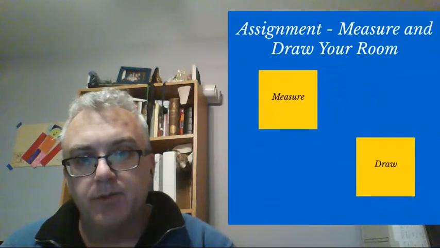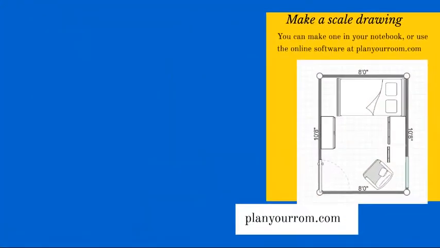And then once you've got all your measurements, I want you to draw a scale drawing. So there's a couple ways to do this. You can do a scale drawing in your notebook if you like, full scale drawing, and then turn that in. Or you can go online. There's a lot of places online you can go to do this. Here's one that I found. It's called planyourroom.com. It makes pretty simple and easy scale drawings of rooms for you.